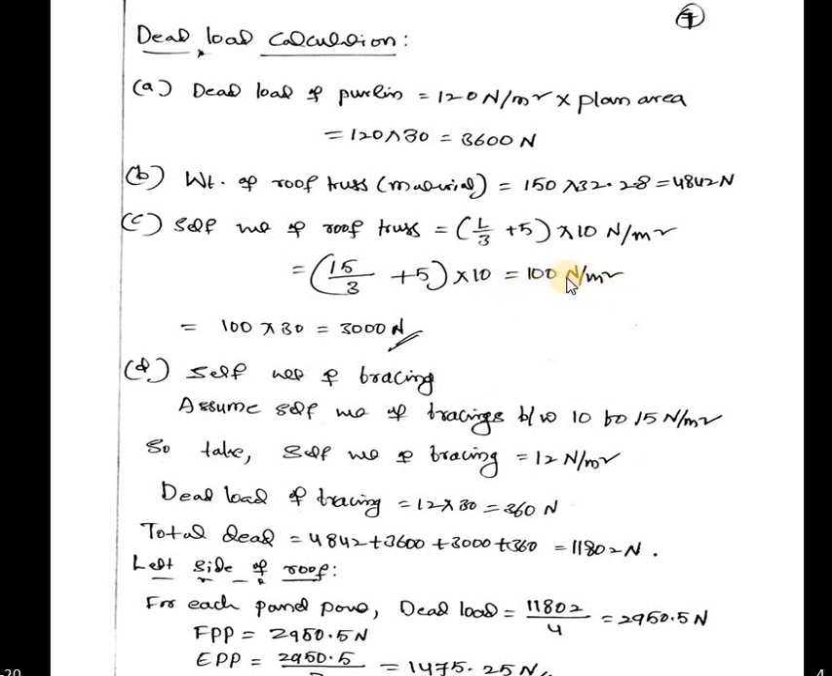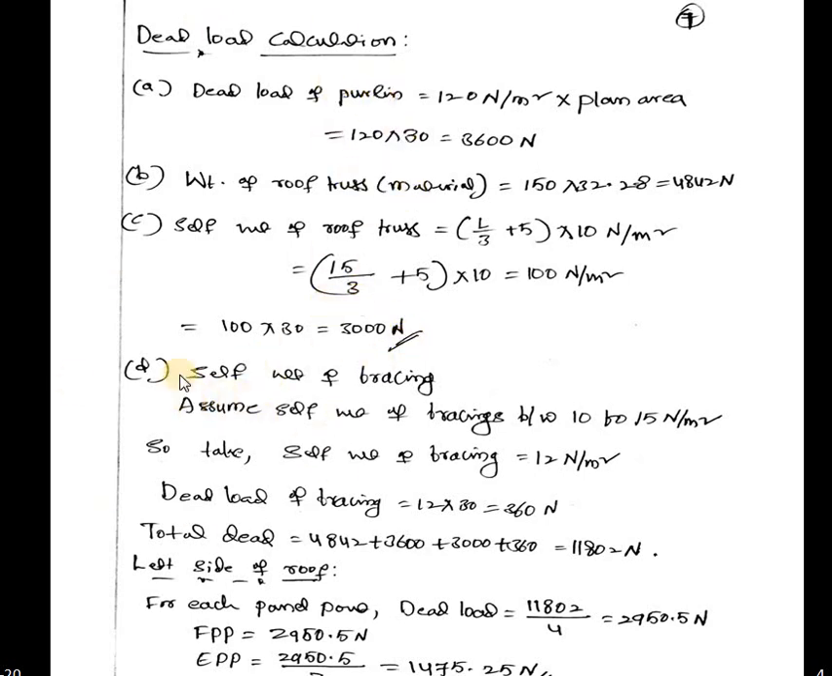This 100 Newton per meter square is a uniformly distributed load. We should convert it into point load. For that reason, our requirement, self weight of roof truss, is acting in the downward direction. That's why I am multiplying with plan area. 100 into 30. Therefore, self weight of roof truss is equal to 3000 newtons. I hope I am clear with these three.